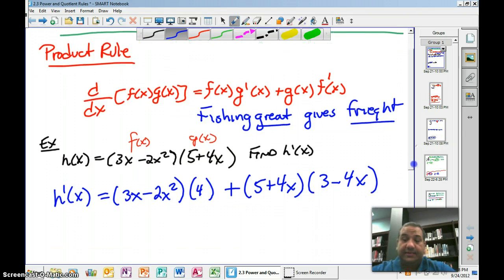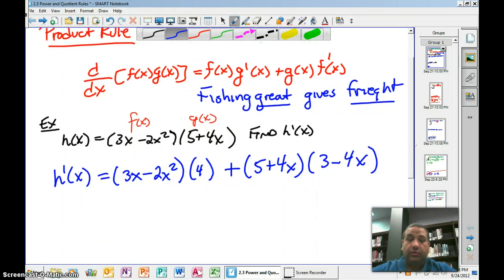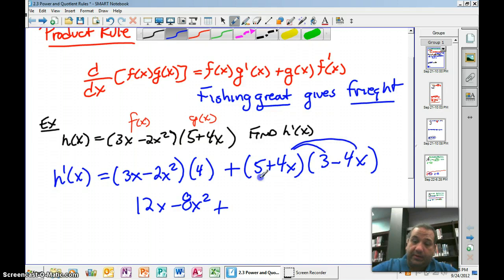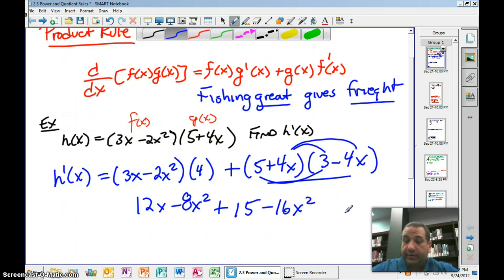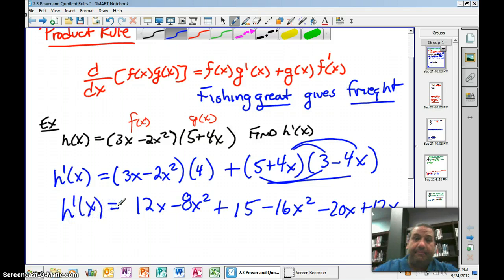So now we just got to get these two together and roll. So we're going to get 12x minus 8x squared plus, let's FOIL this out. Remember we're going to FOIL it out, so it's going to be this times that. And after the FOILing, we should get 15 minus 16x squared minus 20x and then plus 12x. I mean, this is the derivative, but we need to make it look a lot better.